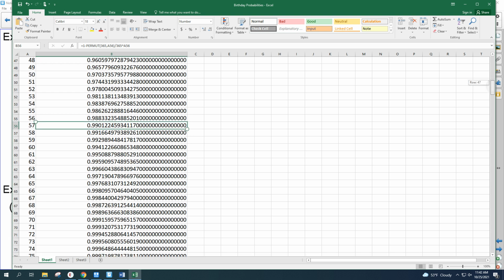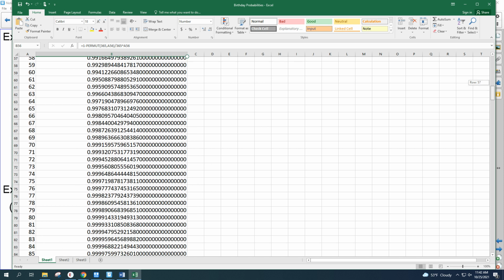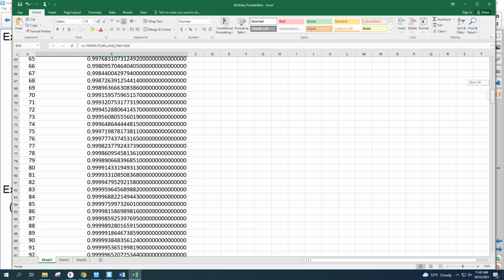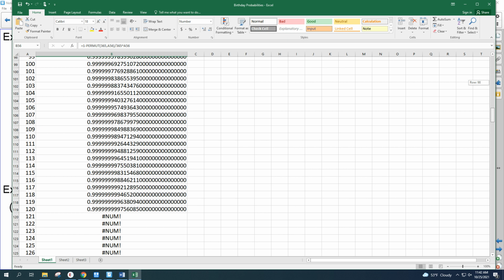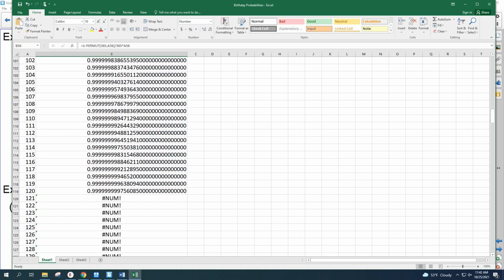These numbers are kind of big, so Excel can't handle the calculation anymore at 120. But as soon as you get 120 people in a room, it's a 99.99999997% chance that there's going to be a match. I think that's pretty interesting.